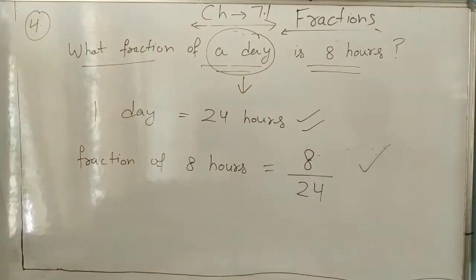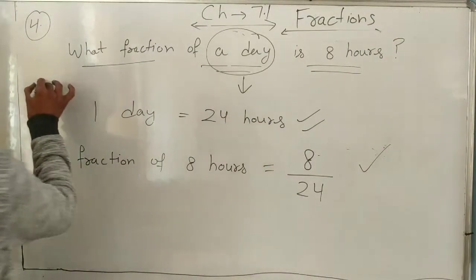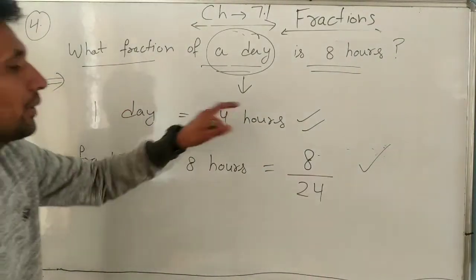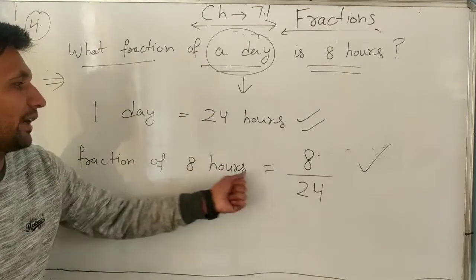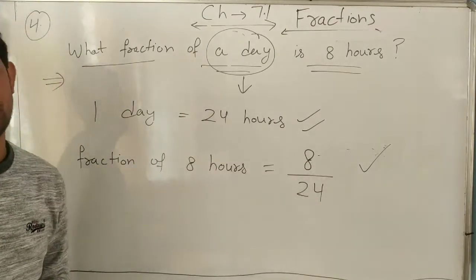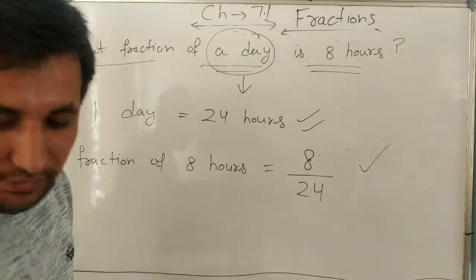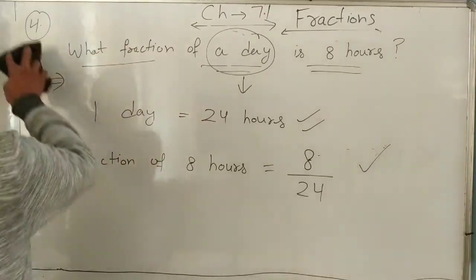It is your answer. Okay, so we will write like this: 1 day equals 24 hours. So fraction of 8 hours is 8 by 24. Understand it? Same as it is. Next question.